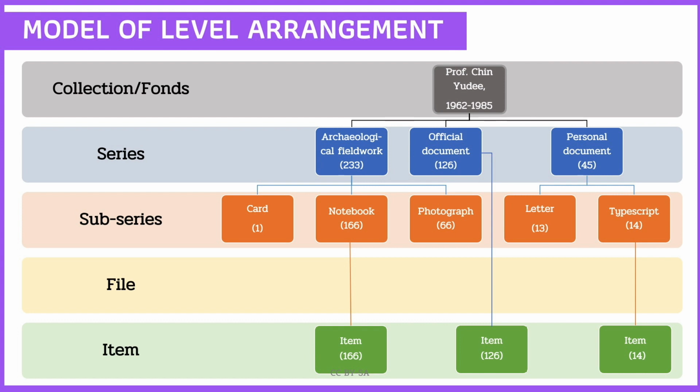In the last slide, I mentioned the hierarchy of archaeological documents according to the ISAD system. This is an example of the arrangement of the document hierarchy of Professor Chin's collection. You can see that the hierarchy is divided into 5 levels: collection, series, subseries, file, and item. The overview of all Professor Chin's documents is organized at the collection level first. Then we analyze what this collection is all about, the kind of material there is.